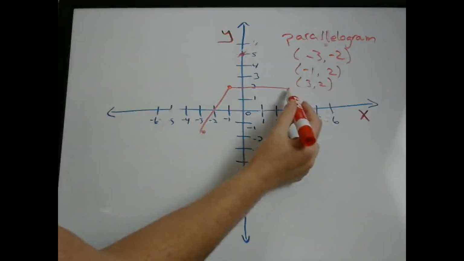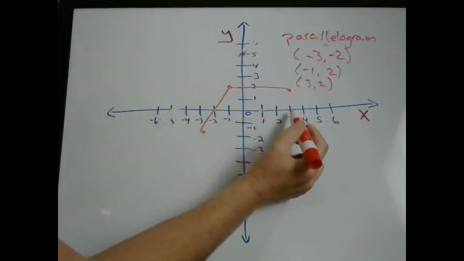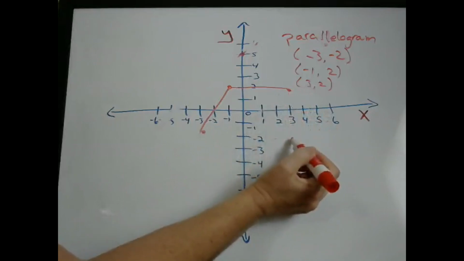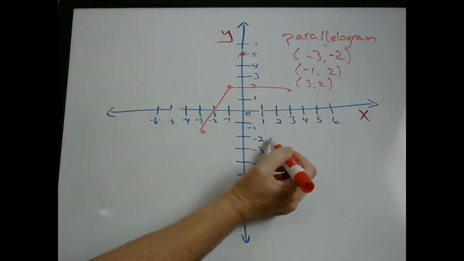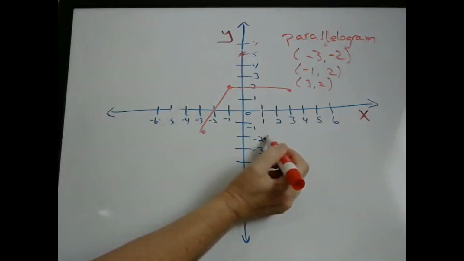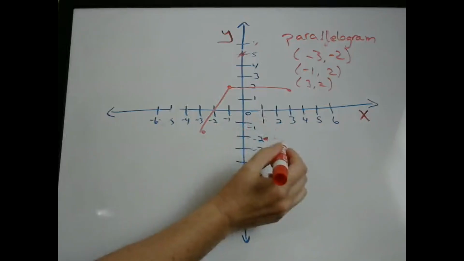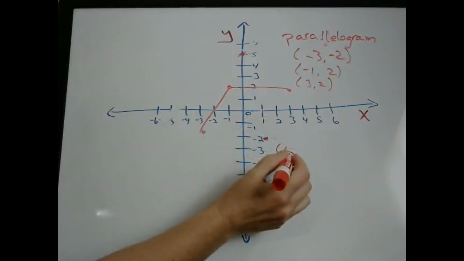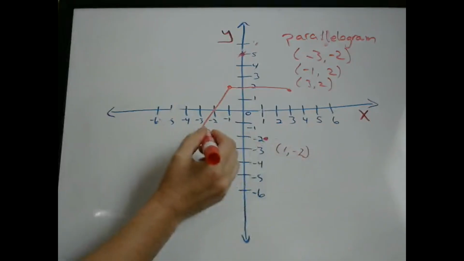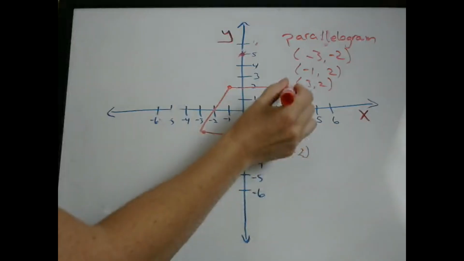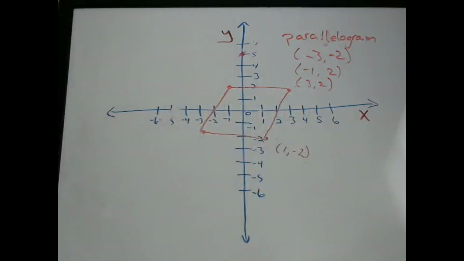So we're going to do that the same here. 1, 2, 3, 4, and then to the left 2. 1, 2. Which is going to put us at (1, -2). And when you connect them, if it was drawn more precisely, you could see that it's a parallelogram.